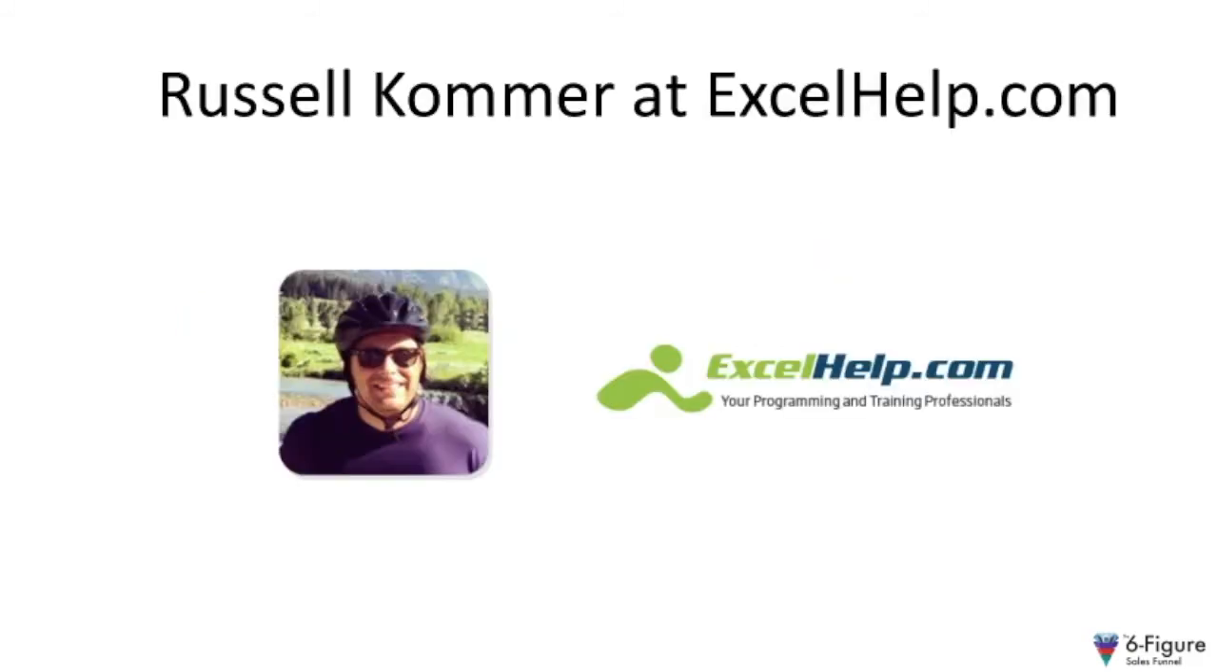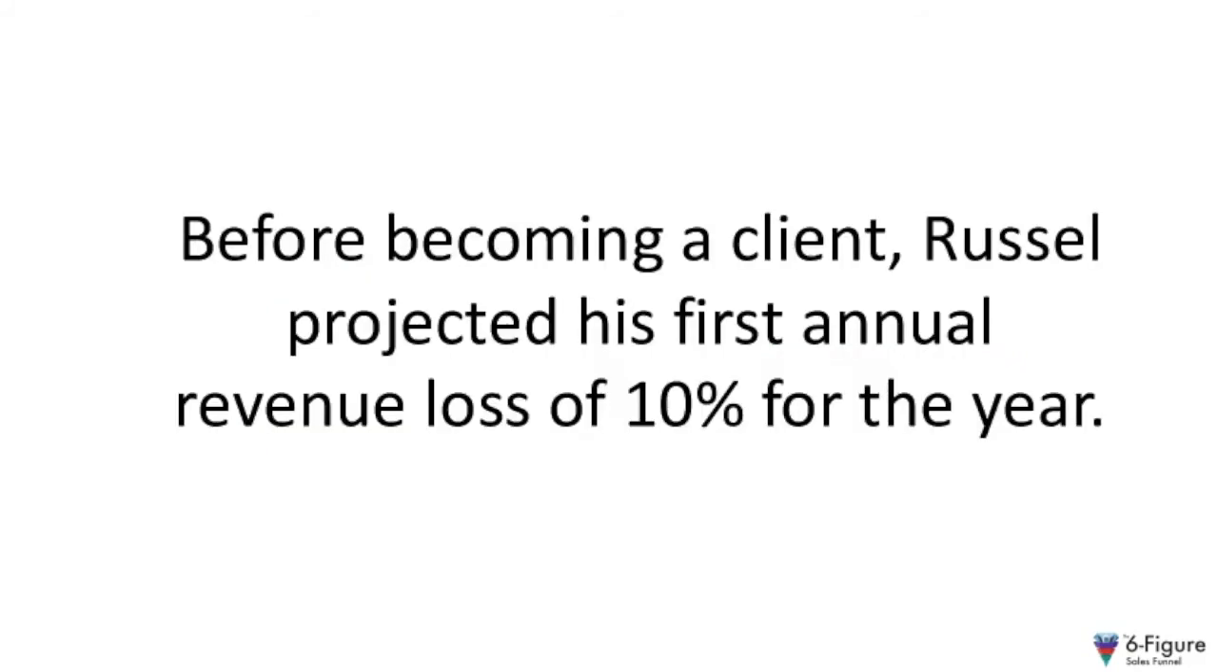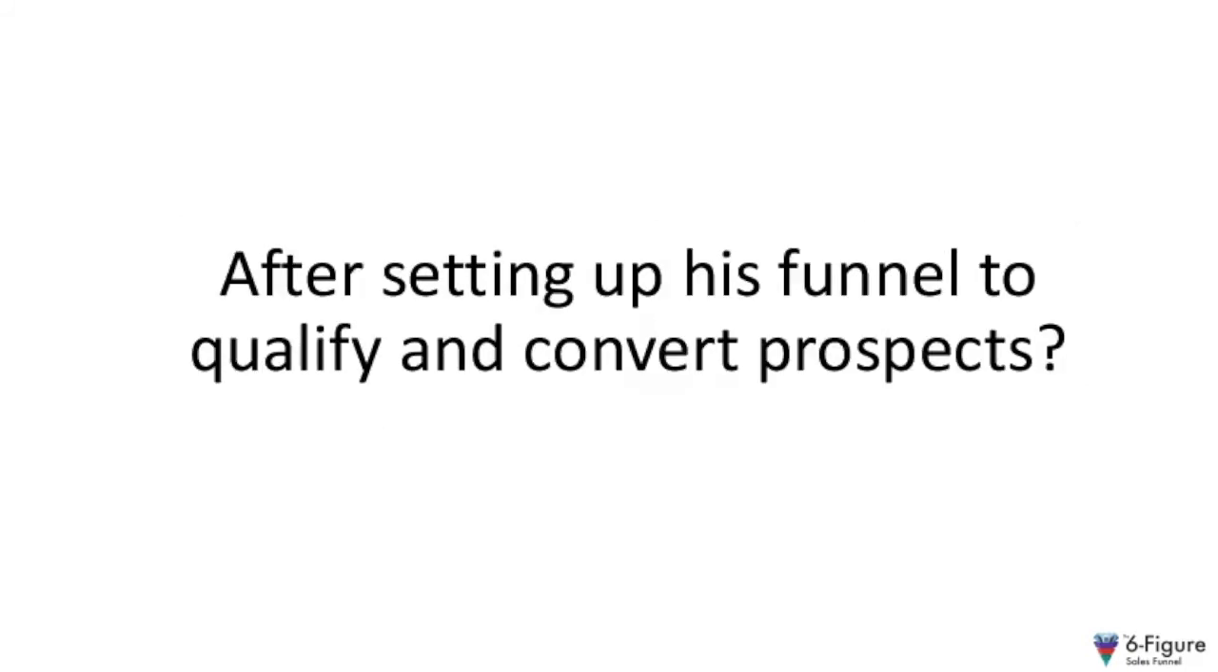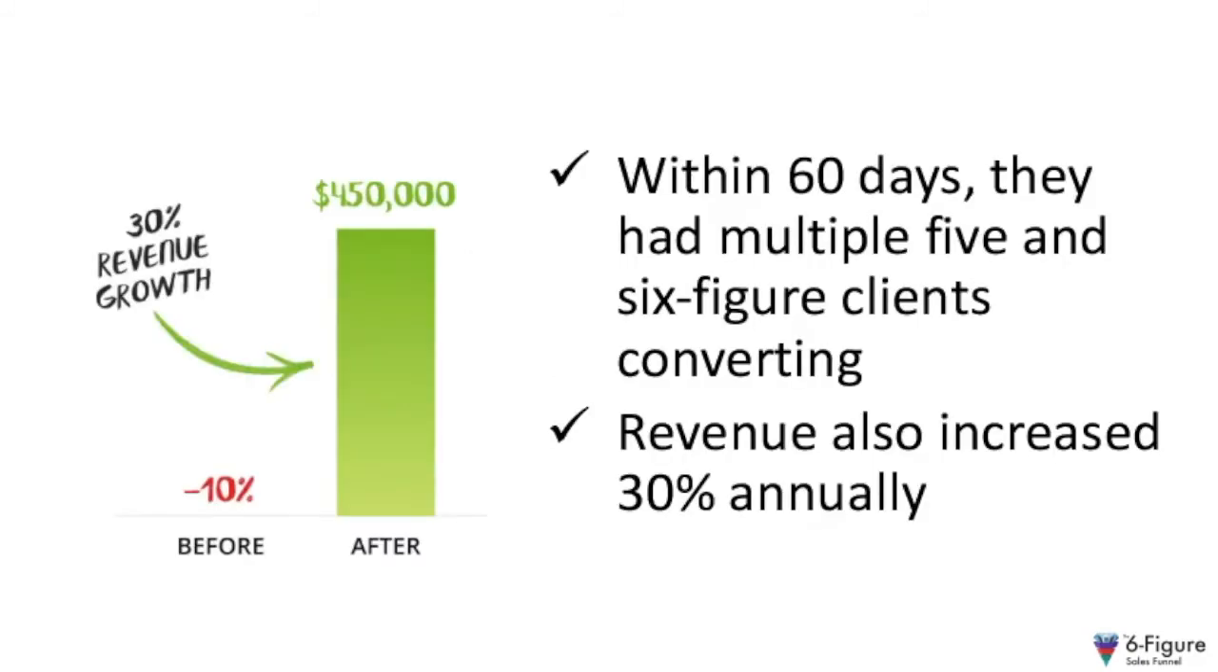Finally, how about an example of a B2B business selling software consulting services to high-end Fortune 500 companies like Revlon, Xerox, and American Express? That's excelhelp.com, founded by Russell Calmer about 5 years ago. His business grew quickly, hitting the 7-figure mark within the first 3 years. Before becoming a client, Russell was projecting his first annual revenue loss of 10% for the year. After setting up his funnel to qualify and convert prospects, well, within 60 days, they had multiple 5- and 6-figure clients, and revenue growth at the end of the year was up over 30%.